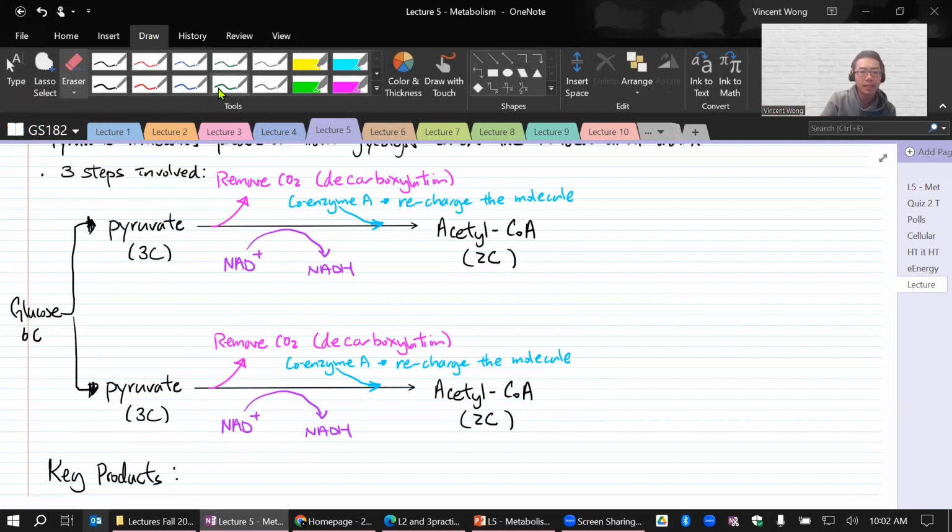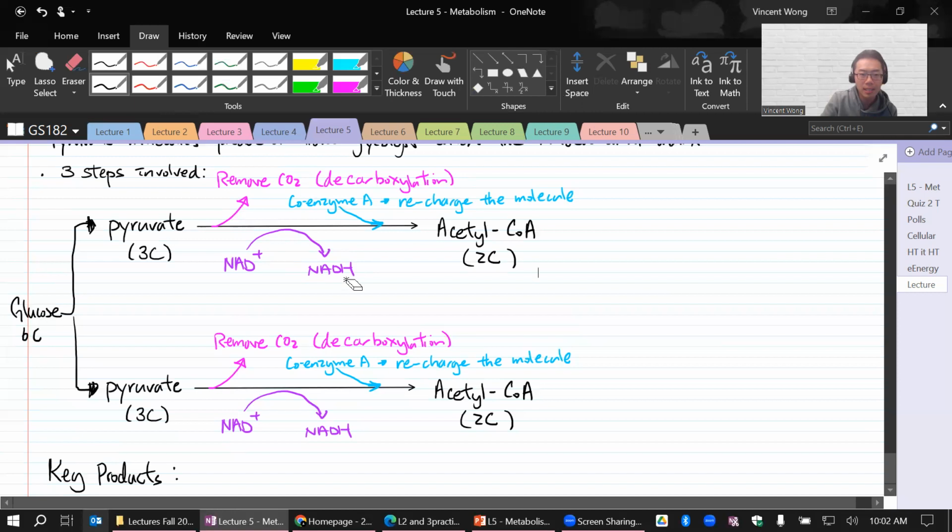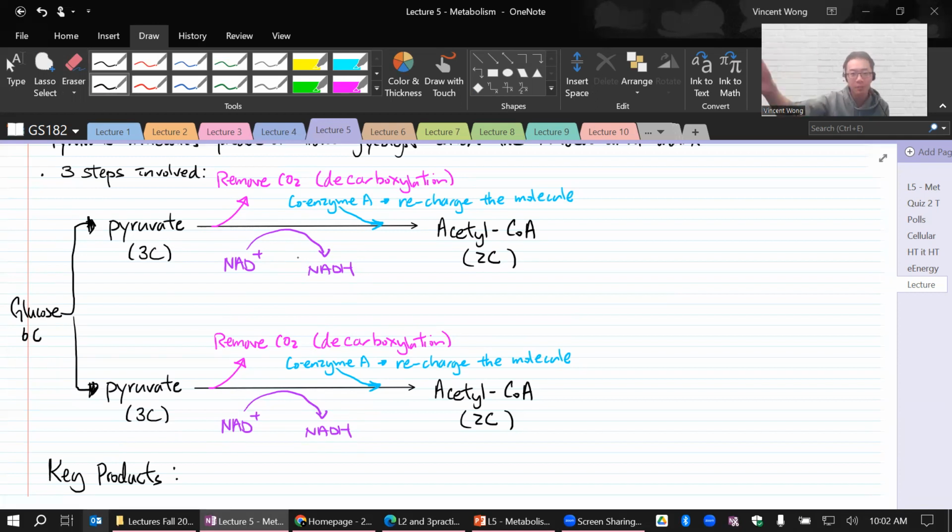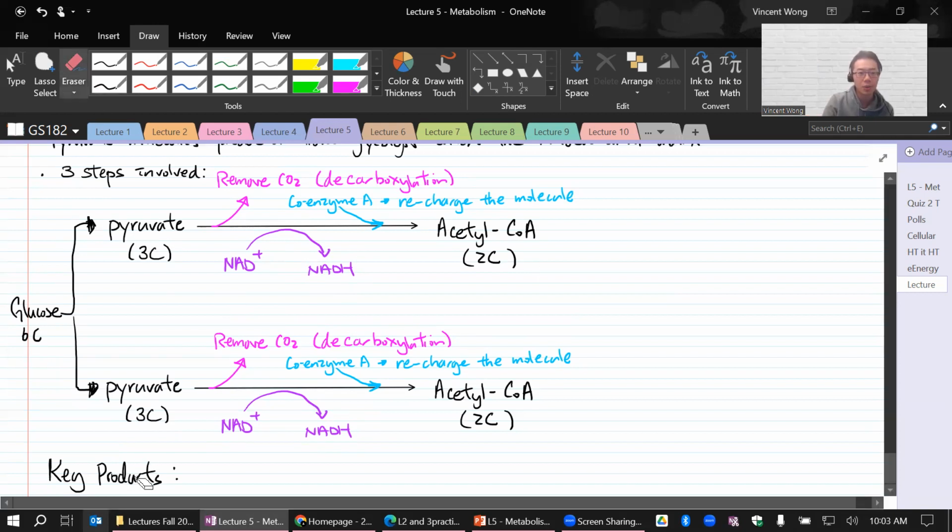And let's not forget, what's going to happen to these NADH? Someone tell me. We're going to go to the final destination. Exactly. The ETC, the electron transport chain. And that's where the money is. That's where you will be making a lot of ATP, using oxidative phosphorylation.